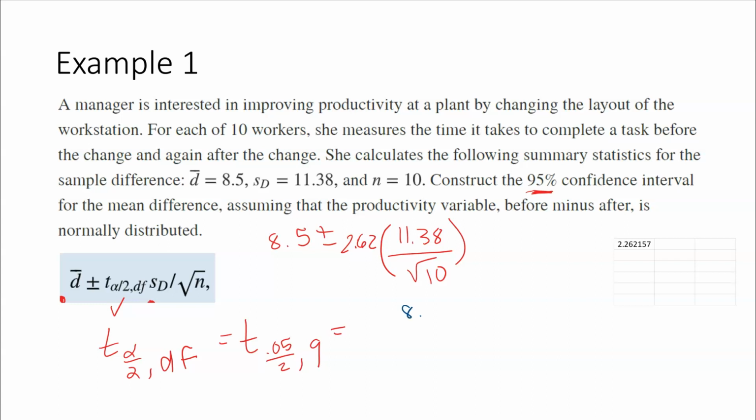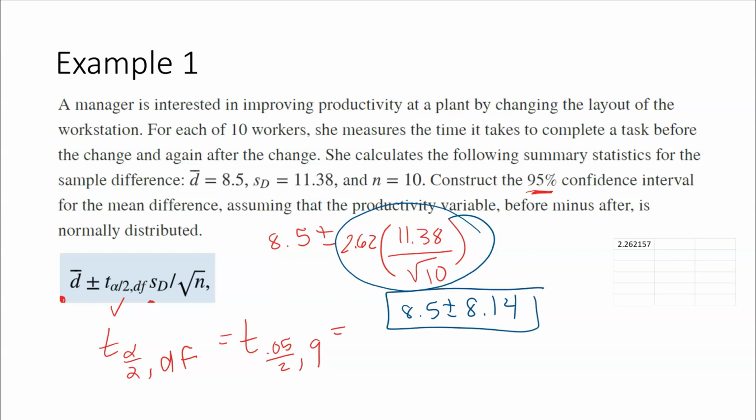And so we get 8.5 plus or minus. When you calculate all this, you get 8.14. So that is the margin of error. And so we can say we're 95% confident that the mean difference ranges between, and so we can subtract and add, 0.36 to 16.64. So that's actually a pretty wide range there.